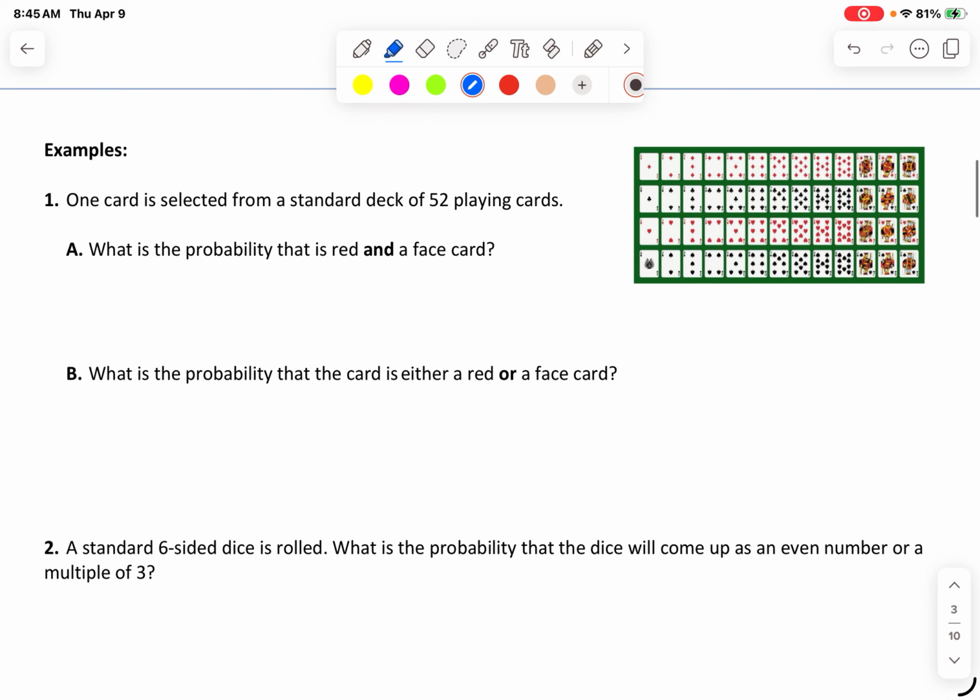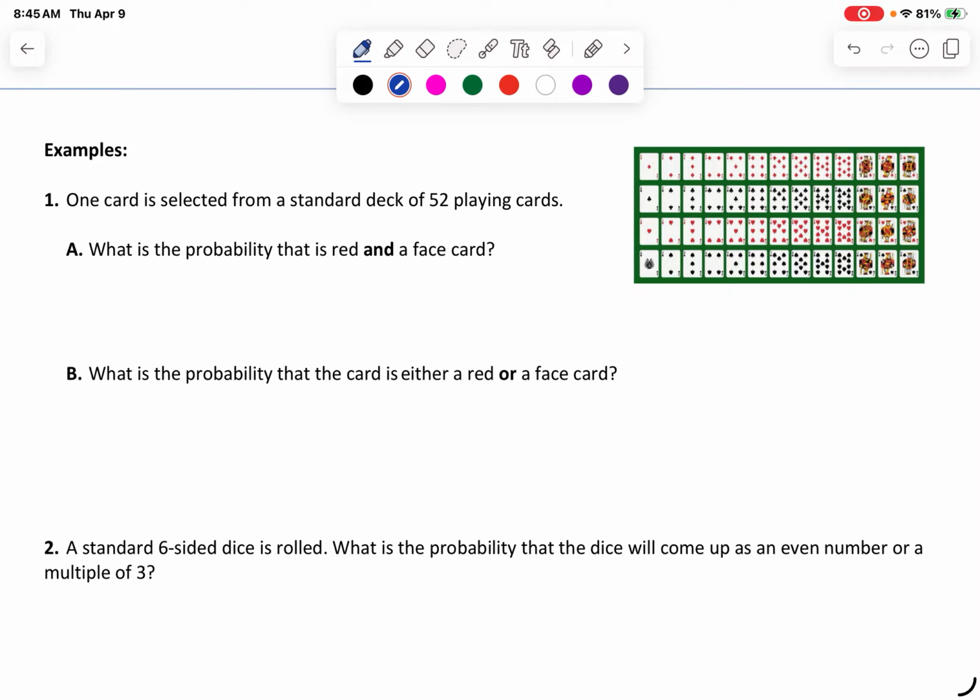Okay, so I just stopped the video and went back and got this deck of cards, just in case you're not familiar with what a deck of cards looks like, so I don't have to say picture it in your head. That's what our deck of cards looks like. All right, so we're going to find the probability that, let's start off with one card is selected from a standard 52 playing cards. So we're going to pick one card from here.